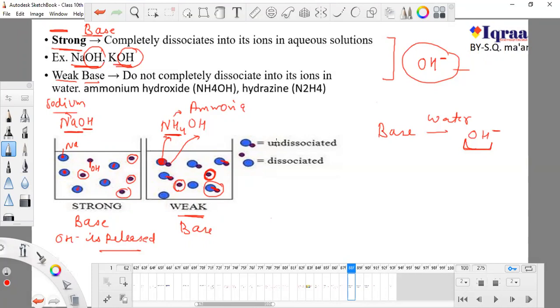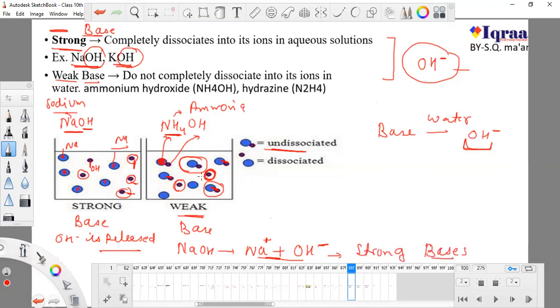Okay, so this is the undissociated part. We can say that a strong base has dissociated all of its OH ions, all of the OH ions are dissociated. And the Na part is also dissociated, so NaOH will form Na plus and OH minus. Now they are dissociated completely. So if they are completely dissociated, they are known as strong bases.